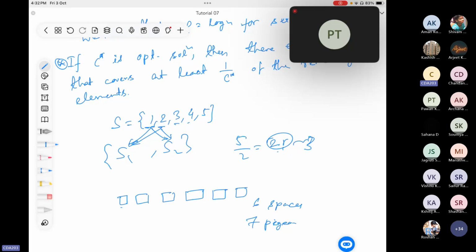So n by k means 7 by 6 in here; it could be 8 by 6, depending on the number of pigeons. If you have n spaces and m pigeons, and the number of pigeons m is greater than n, then there is a space that contains at least m by n pigeons. So this is precisely the pigeonhole principle.